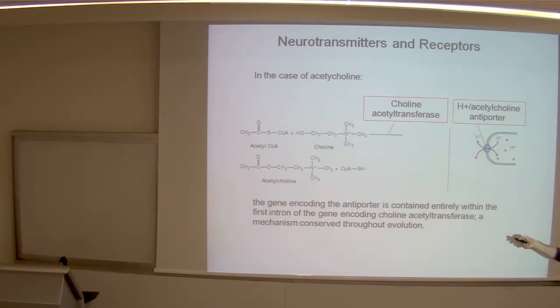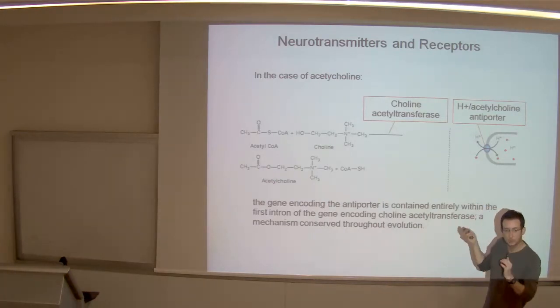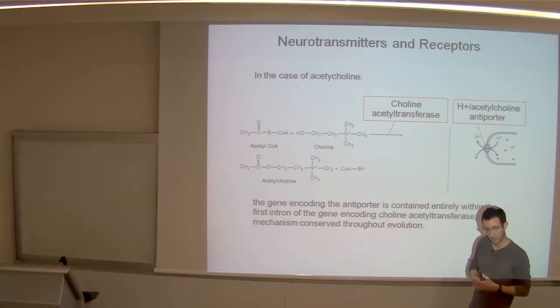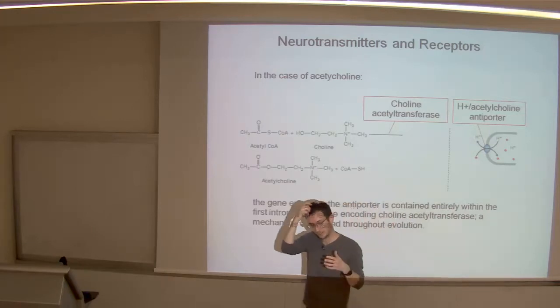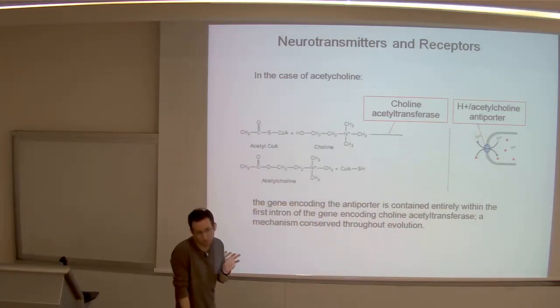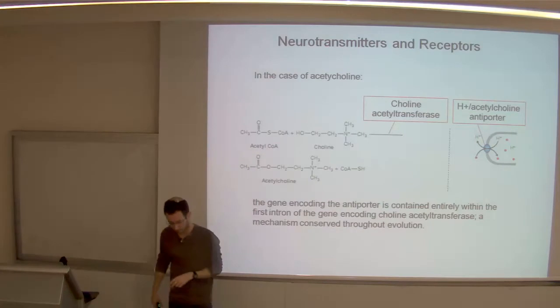So in the acetylcholine case, the mechanism of coupling between these two is simply that the genes of these two proteins are at almost the same genomic location. In other neurotransmitter systems, there are other mechanisms for coupling, but you will most usually find such a coupling because it makes things much more efficient, as you saw.